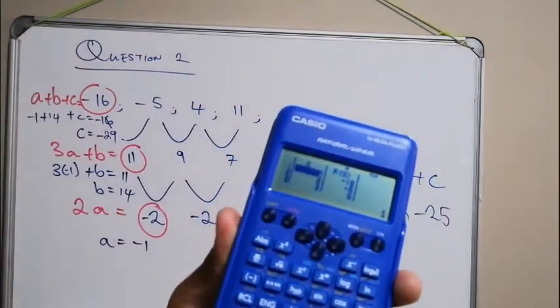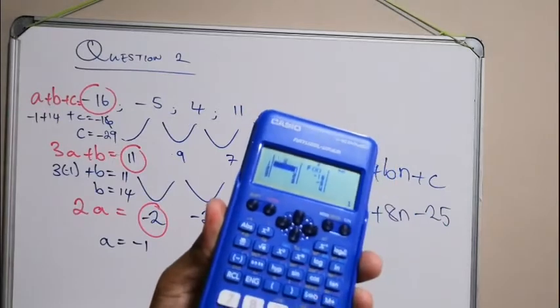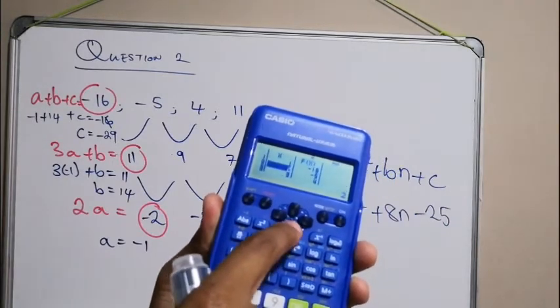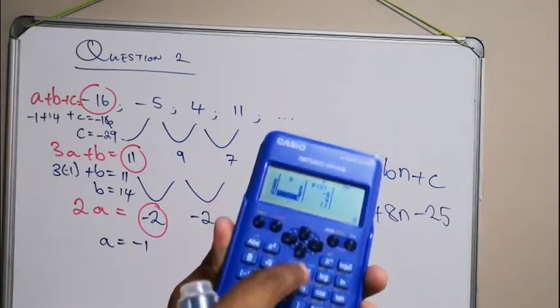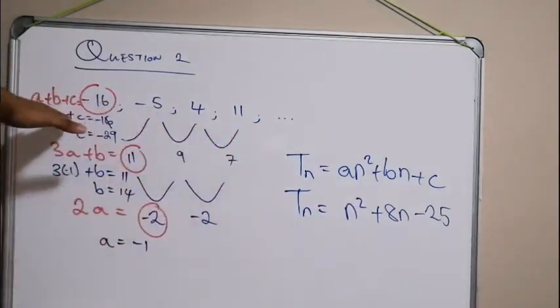If you go to the top here, you can see 1 corresponds with the negative 16. Then the second one is negative 5. The third one is 4. The fourth one is 11. That all matches these numbers.